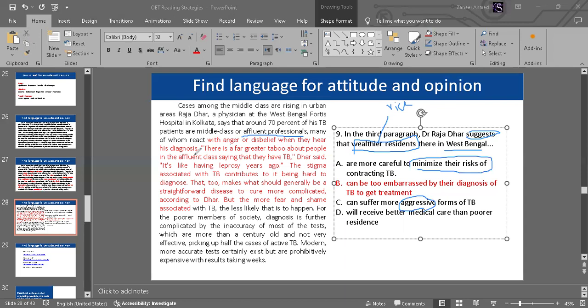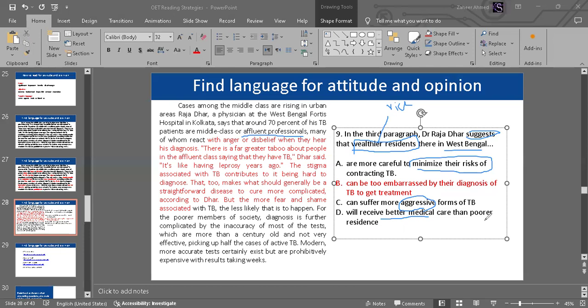So it's about hearing disbelief and anger. It's not about they can suffer more. There is no information about suffering more. And then "will receive better medical care." They didn't compare the medical care of the poor residents to the wealthier residents.